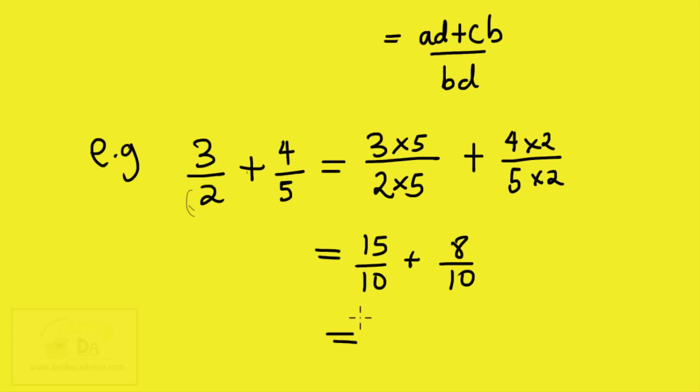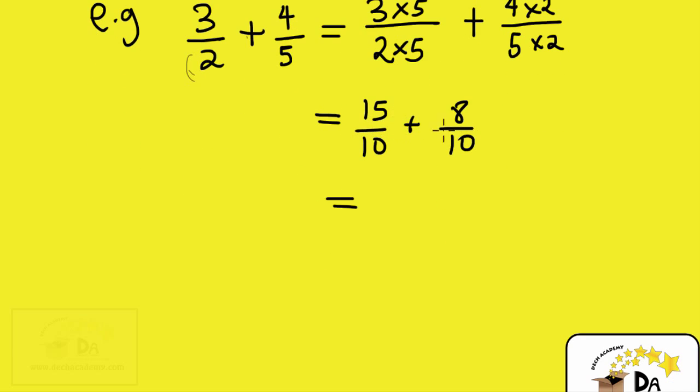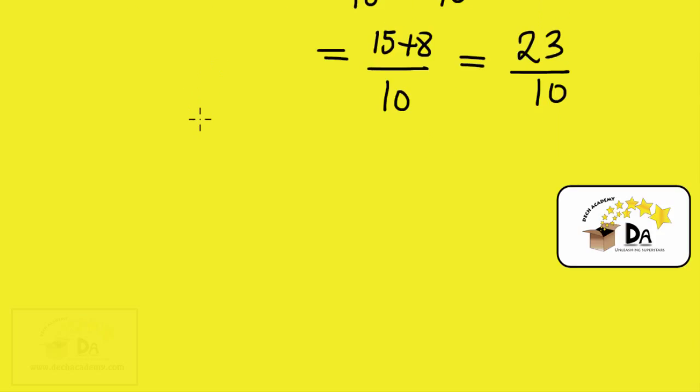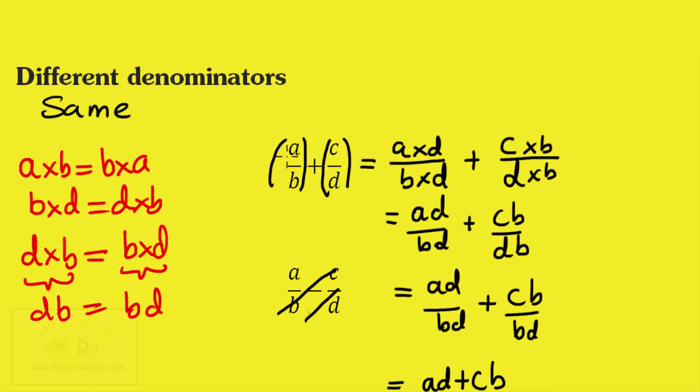Now we have two fractions with the same denominator, so addition of these two fractions results in a fraction whose denominator is the same as their denominator, 10, and whose numerator is given by 15 plus 8. 15 plus 8, which is 23 over 10. So we just looked at the addition of two fractions which have different denominators.